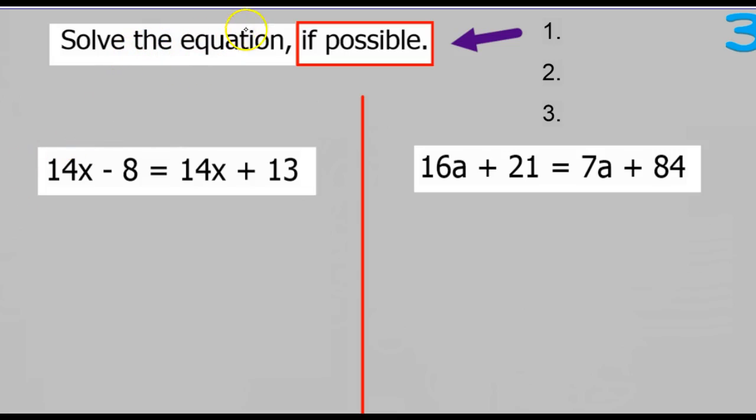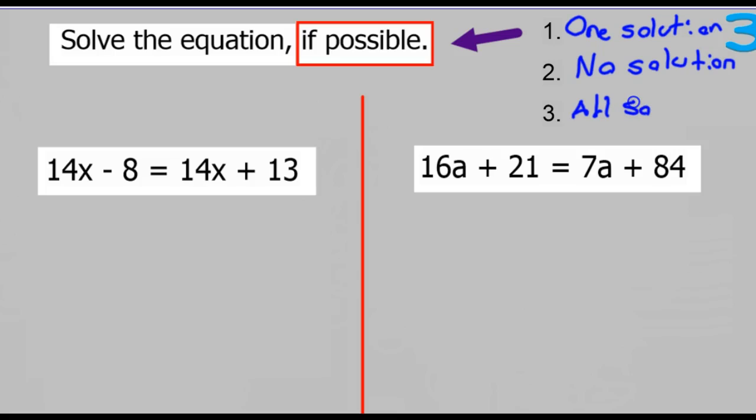Alright, now this says solve the equation if possible. So what we're going to do is first look at our 3 steps. There are 3 different solutions here. We could have one solution, no solutions, and all solutions. All solutions would also be called an identity. So all real numbers would work for all solutions.